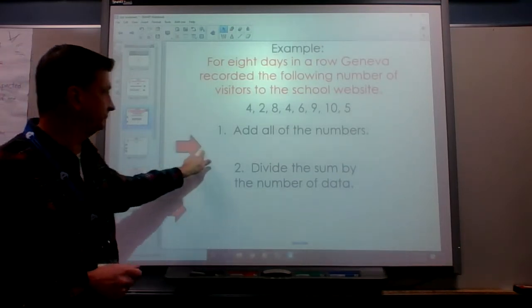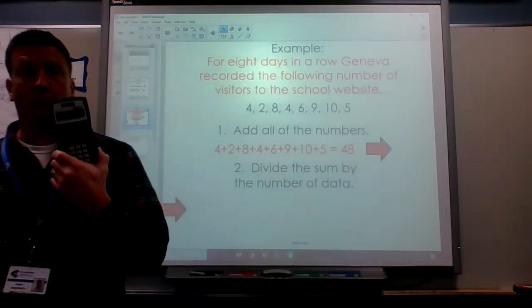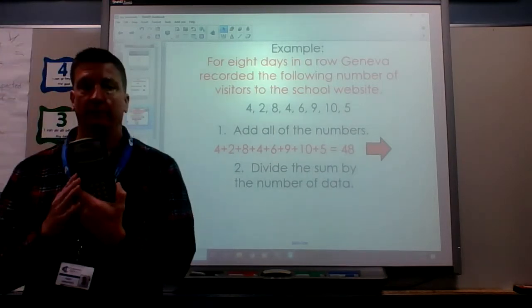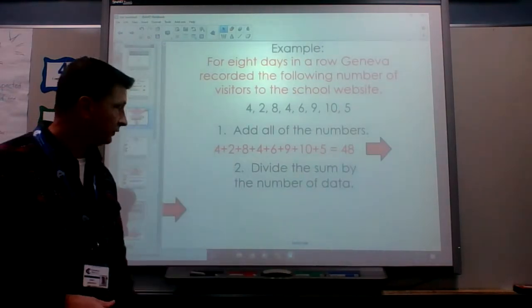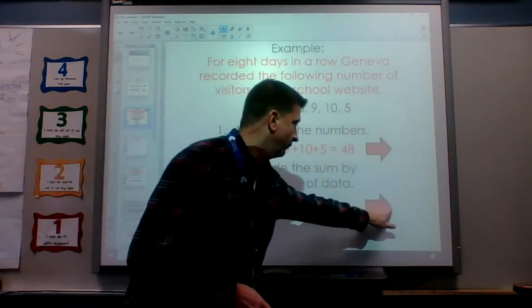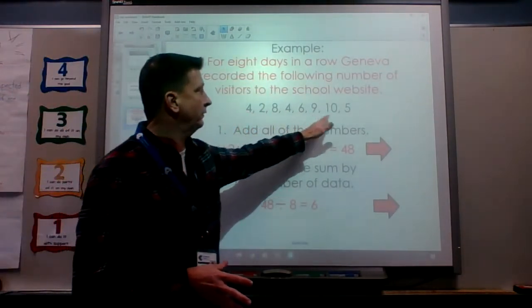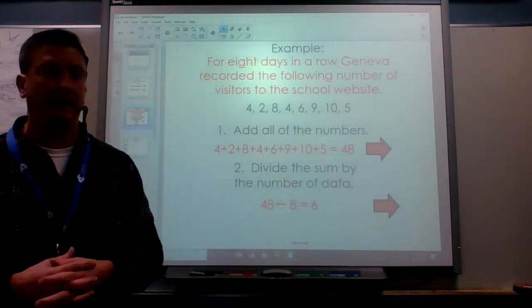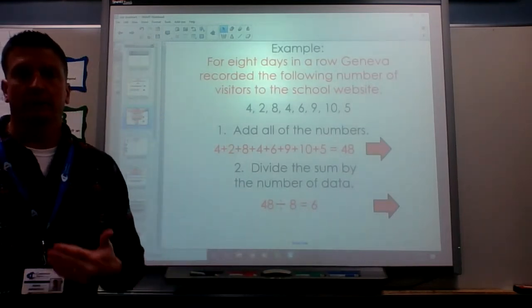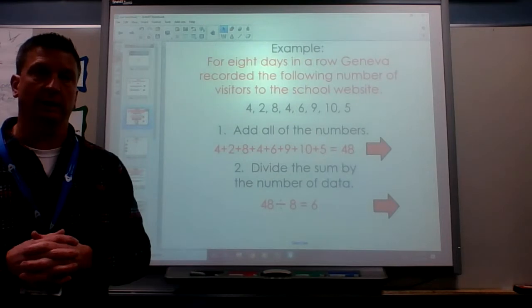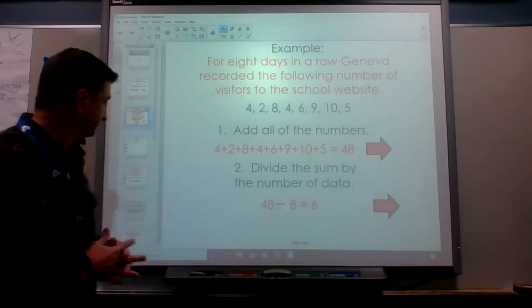When we add them all up, you can always use your handy dandy calculator, or a calculator on your phone. If we add all these up, we get a grand total of 48. Then we're going to divide that 48 by the number of pieces of data we have. We have 8 different pieces of data, so we divide by 8. Our mean or average would be 6 in this case. Once again, we add all the numbers in our set of data and we divide by how many different pieces of data we have.